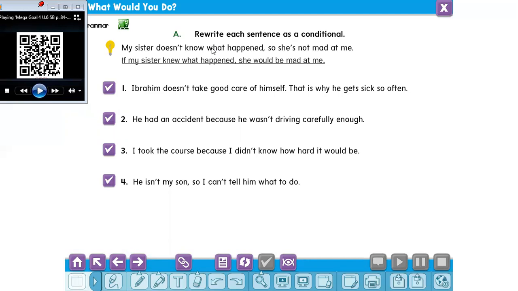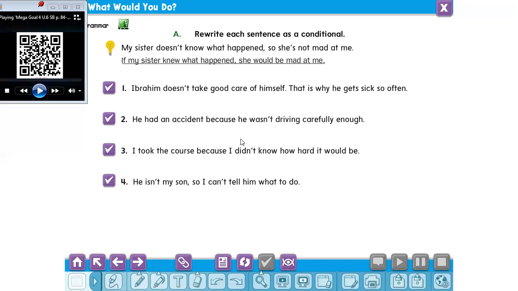As you see here, he wants you to rewrite each sentence as a conditional. As the example he gave us, my sister doesn't know what happened, so she's not mad at me. If we want to change it into a conditional using if, we say, if my sister knew what happened, she would be mad at me. Because I told you if the tense in the main sentence is present, we use the past with if, the past simple. And in the other sentence, or in the result, we use would or could or might and the infinitive.